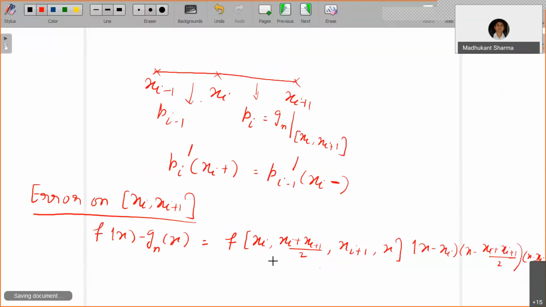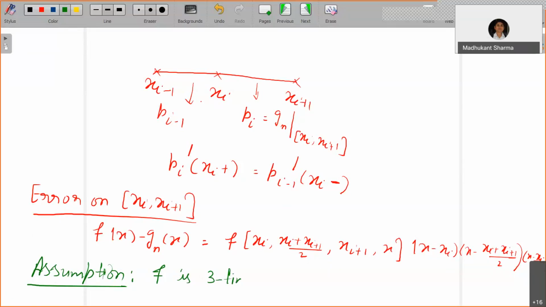Now you need to assume that f is 3 times differentiable and the third derivative is continuous. So that's the assumption that is required. The assumption is f is 3 times differentiable and f's third derivative is continuous.